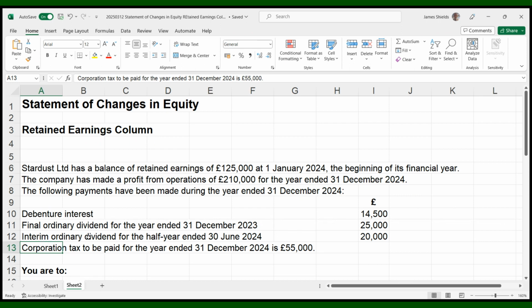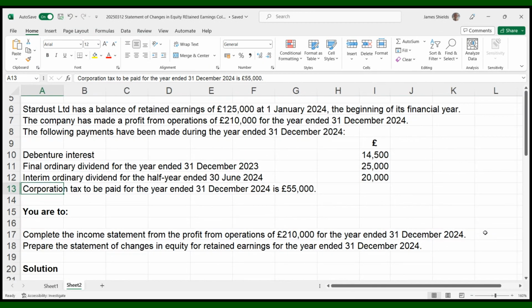An interim ordinary dividend for the half year ended the 30th of June 2024 of £20,000. Again, that's been paid during the year ended the 31st December 2024. We're told corporation tax to be paid for the year ended the 31st December 2024 is £55,000.